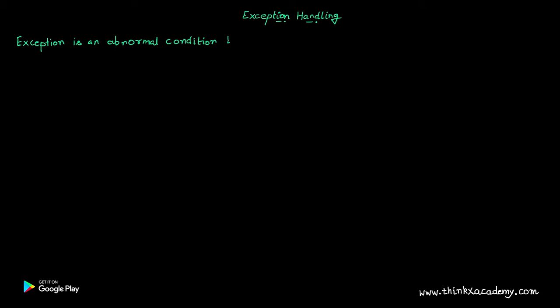That arises in our code sequence at runtime. There are two things that you should focus on in this definition. One is the abnormal condition, and the second word is the runtime. So basically, an exception is a runtime error, in short.